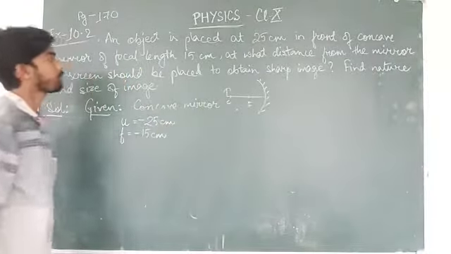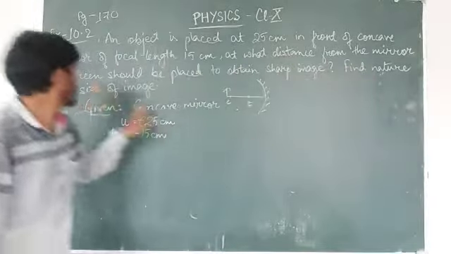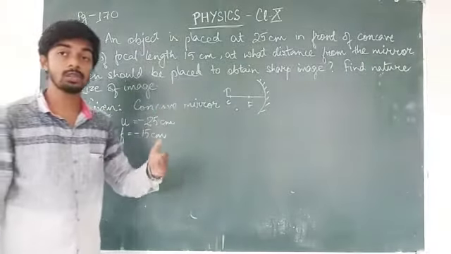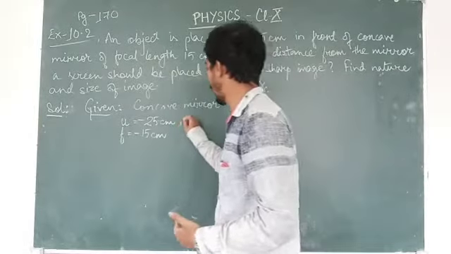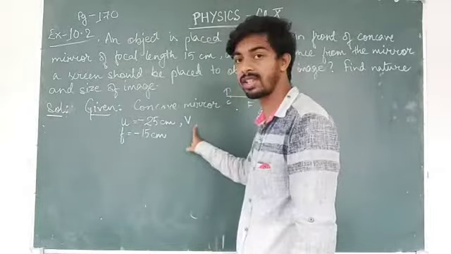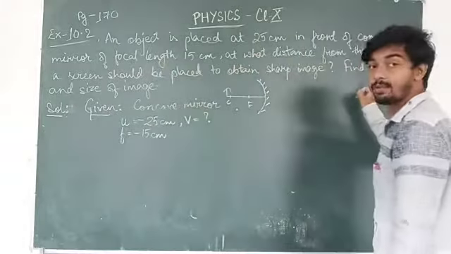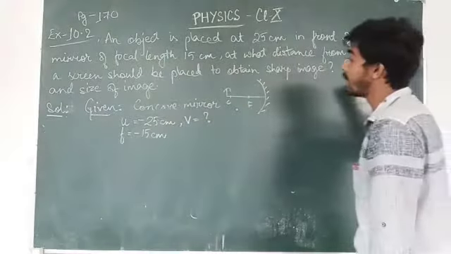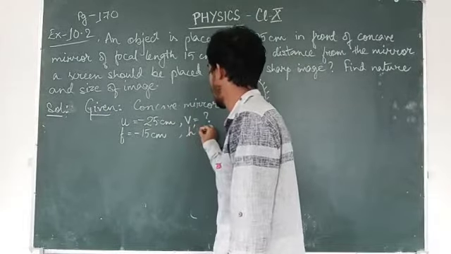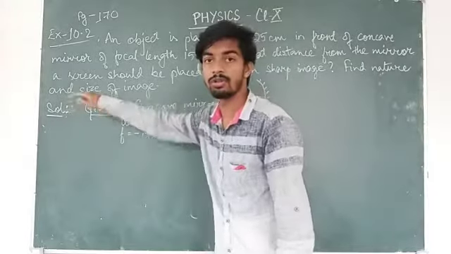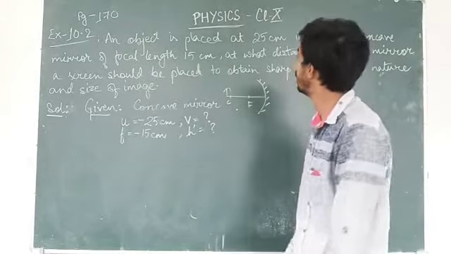It will be 15. Now we have to find at what distance from the mirror a screen should be placed. That means we will be getting an image somewhere on the screen. So to get an image, we need to find v. That means we have to find the image distance. This term we have to find. Then the last thing asked is to find the nature and size of the image. That means we have to find h' also. Size means the height of the image, how much bigger or how much smaller the image will be.